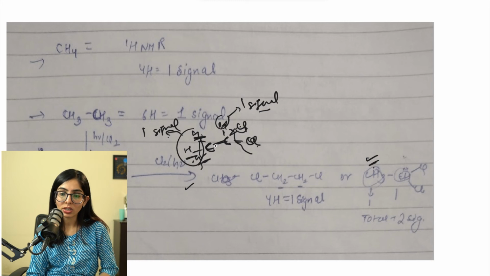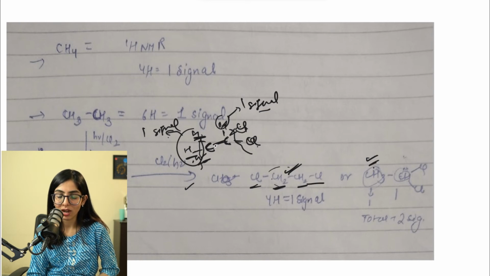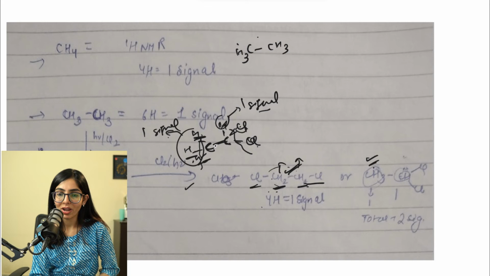You can just do it like this now. Whenever a symmetrical compound is there like this, always consider they are having equivalent protons. Like they'll be giving one signal like this. In ethane, can you see? In ethane, they are symmetrical only. So all 6 hydrogen will be having one signal.